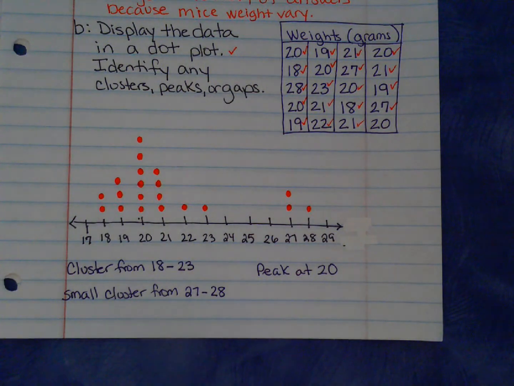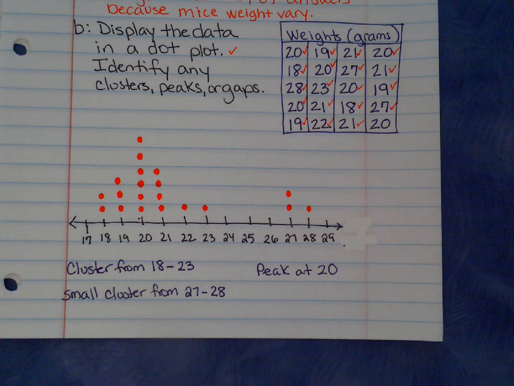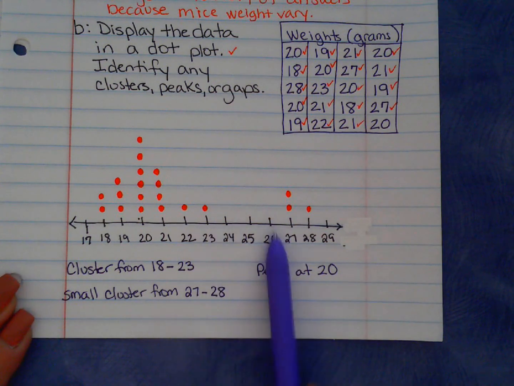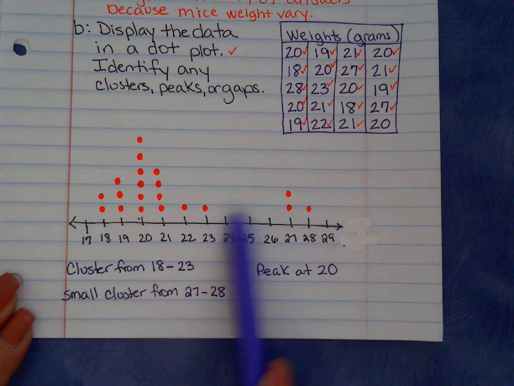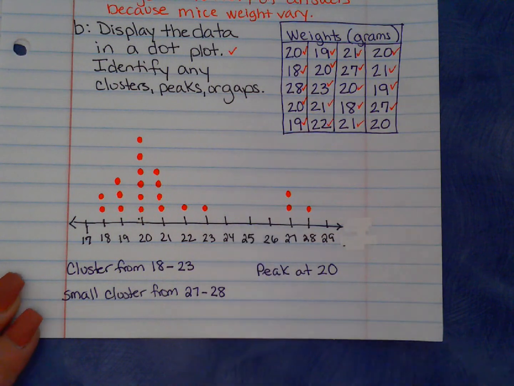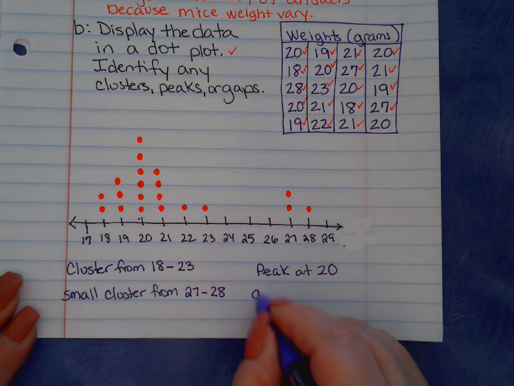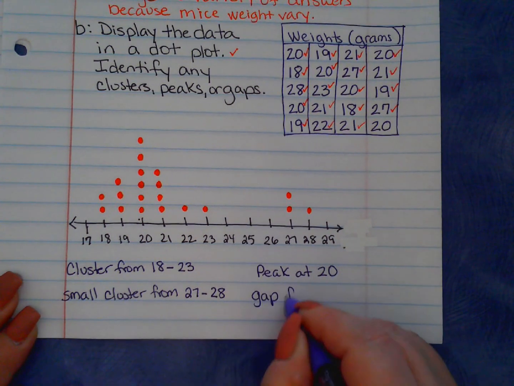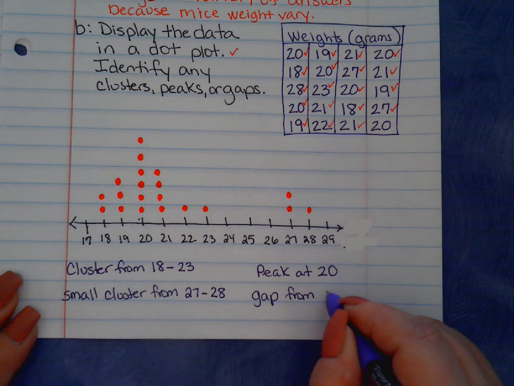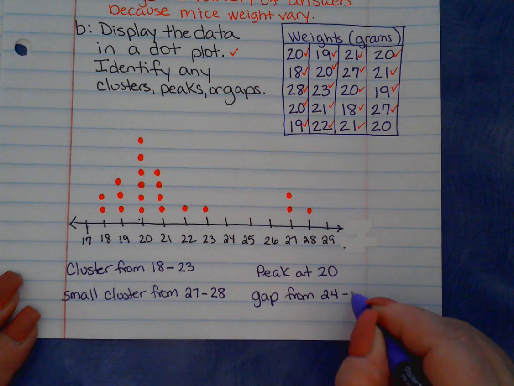All right, and then the last is, do you see any gaps? And I think you guys probably noticed there's definitely a gap right in here. There's no data in here. None of our mice were this weight. So we have a gap from 24 to 26.